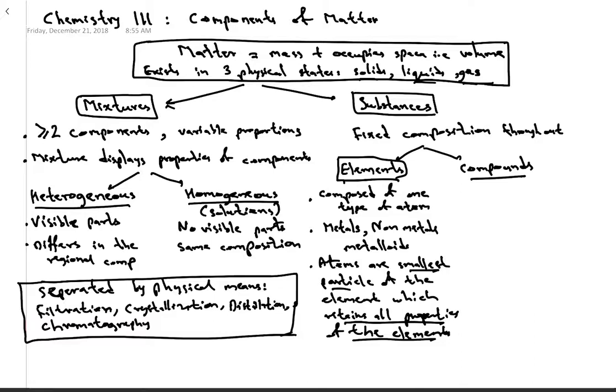And atomic mass in the case of elements is simply an average of their isotopic masses. So atomic mass is the weighted average of all isotopes of that element.